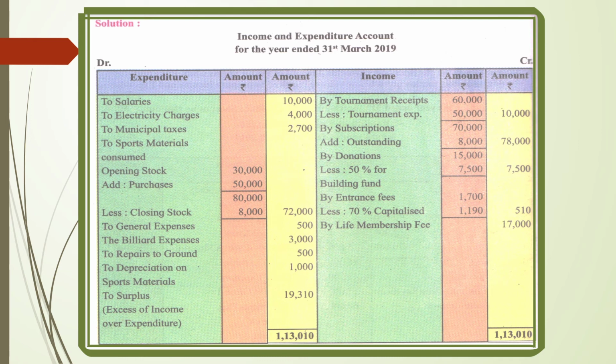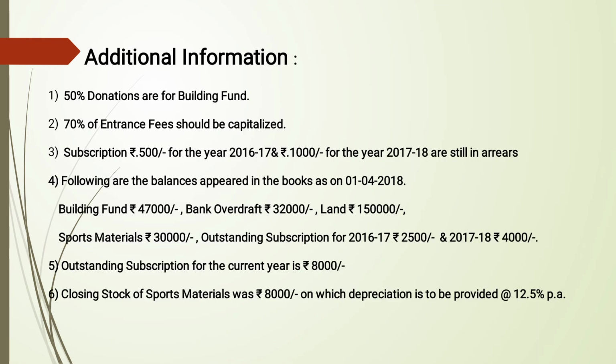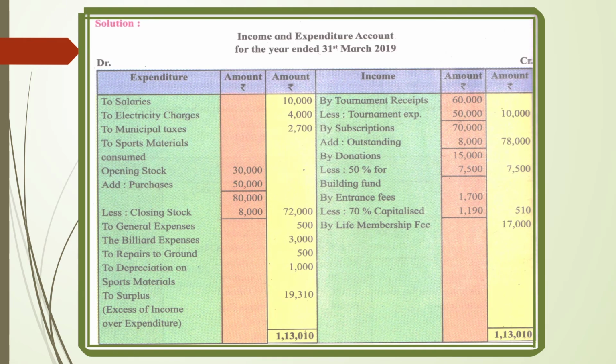Next, general expenses. Again it is directly mentioned in the expenditure side because there is no adjustment. Billiard expenses are also directly mentioned in the expenditure side. Repairs to ground, directly mentioned in the expenditure side. Tournament expenses, we have already done this item in the previous adjustments, that is of tournament receipts. And the last item, by balance carried down, that is closing cash balance and closing bank balance.